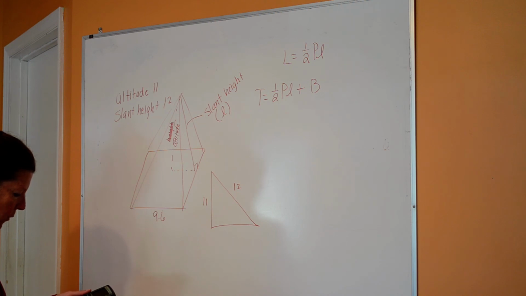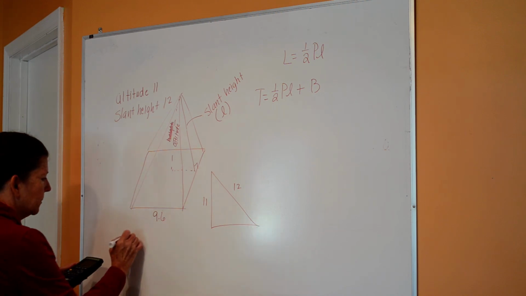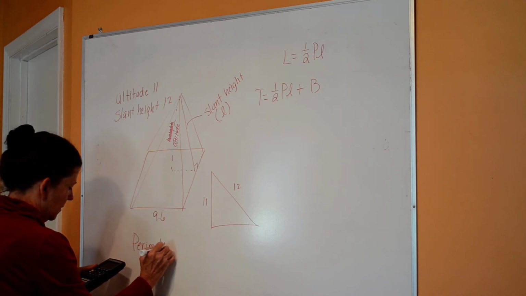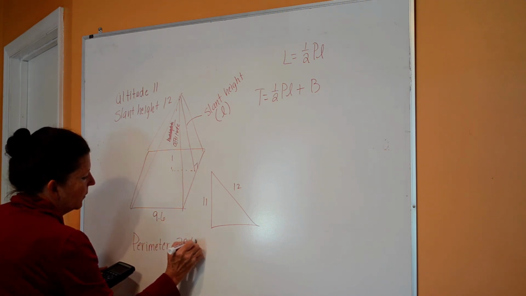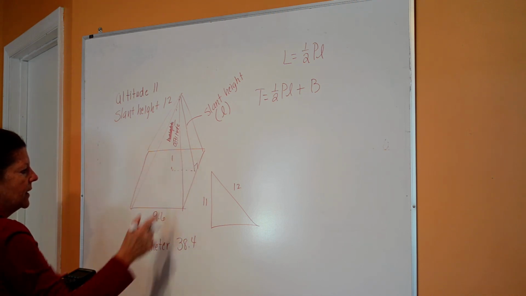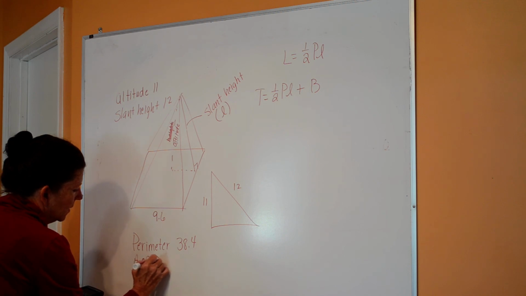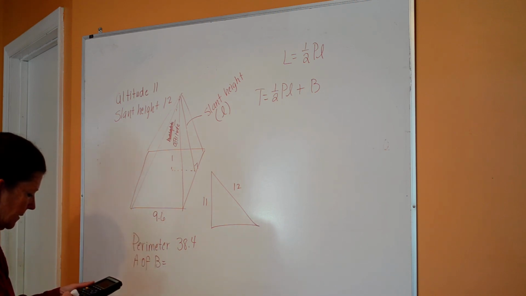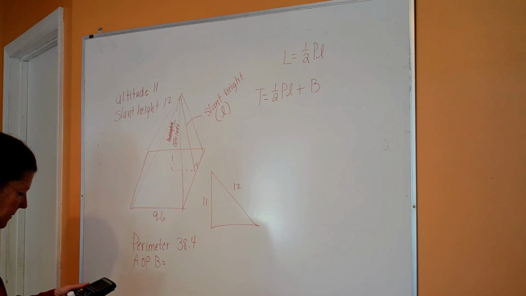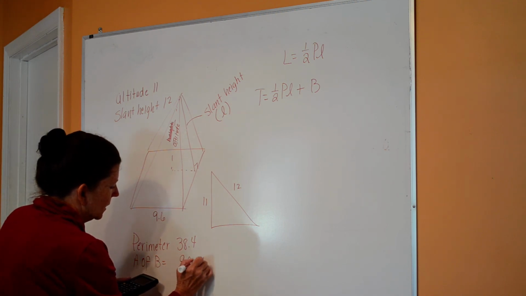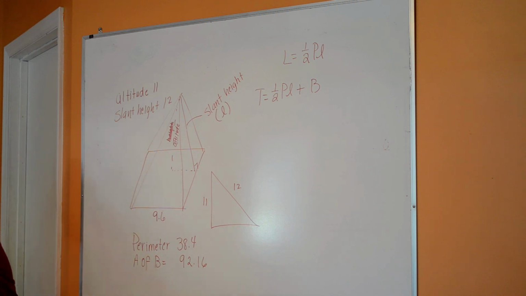9.6 times 4 is going to give me the perimeter of 38.4. And then I also need to find the area of the base, which is going to be 9.6 times 9.6, sorry. It's going to be 92.16. All right, now I should have everything that I need.